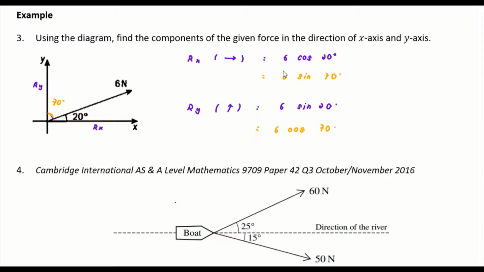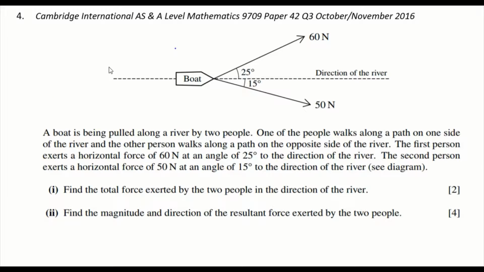Now let's look at the puzzle question, example number 4. This is a level 1 question, a very basic one for you to understand how to use resolving to find the resultant. A boat is being pulled along the river by two people at the two sides of the river. The first person is giving a force of 16 Newton at an angle of 25 to the direction of the river here. Then this is another person, by looking at this diagram.